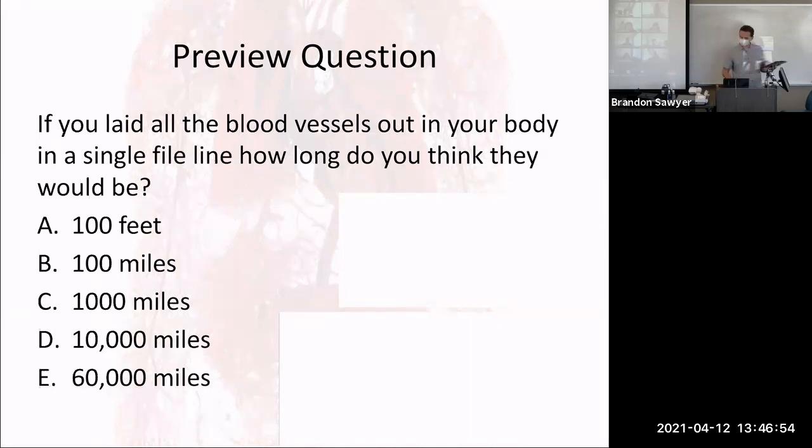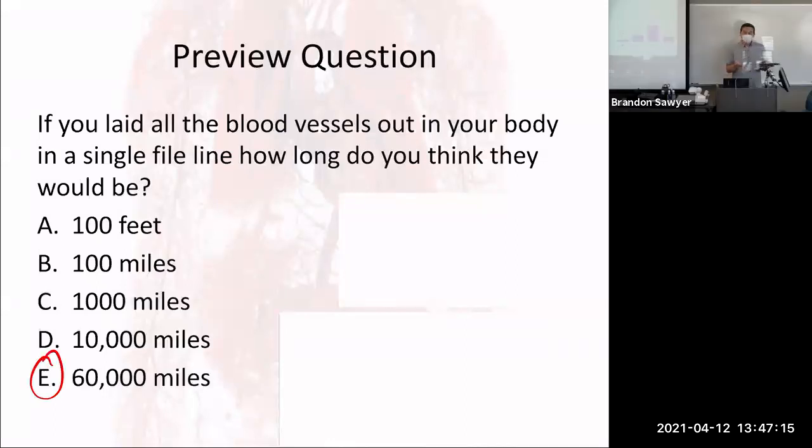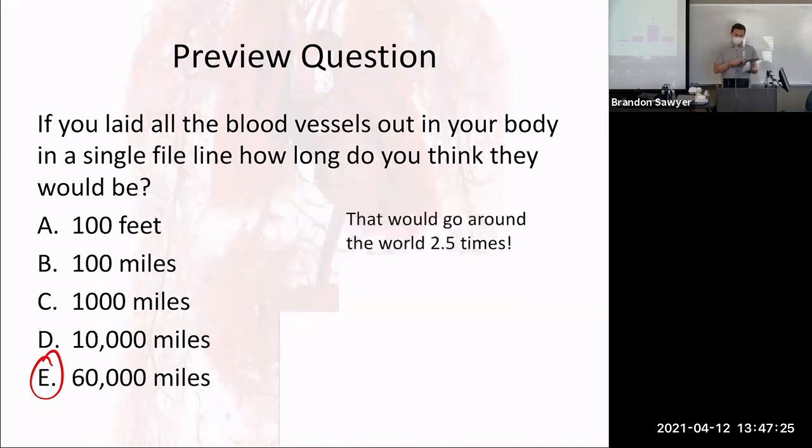And this was actually done in a scientific paper. They tried to extrapolate the numbers here and figure this out. Let's see what you guys said here. Yeah, so kind of a normal distribution around D, but surprisingly, it's this one here. Yeah, 60,000 miles. And 99% of that is capillaries, which are microscopic, right? One red blood cell can fit through at a time in a capillary. So they're very, very small, but there's so many of them. So there's a lot of length to that. That's around the world 2.5 times.